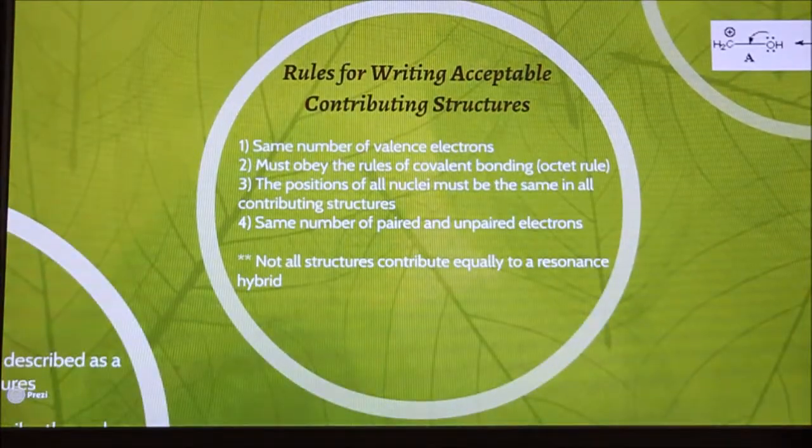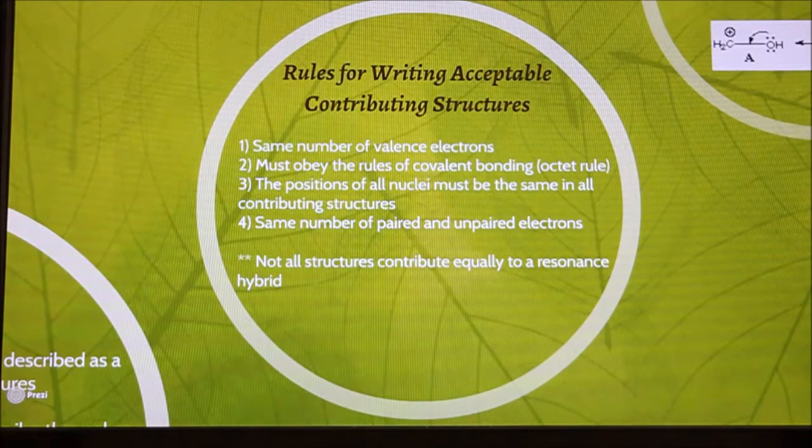Rules for writing acceptable contributing structures. They must have the same number of valence electrons. It must obey the rules of covalent bonding and the octet rule. Only 2 electrons can be in the first shell, and no more than 8 electrons in the next shell. Third period elements may have up to 12 electrons, but this is on a case-by-case basis.